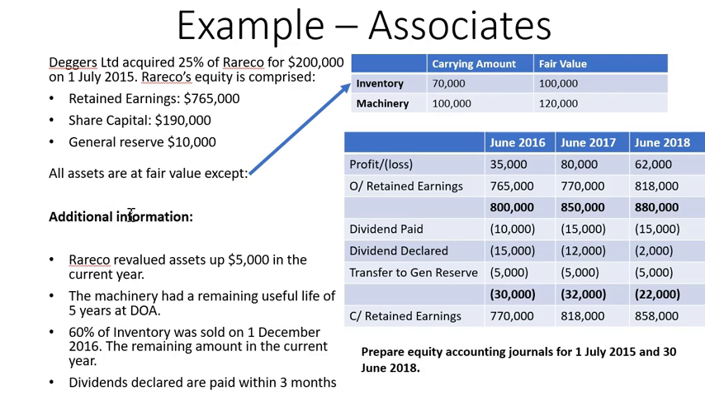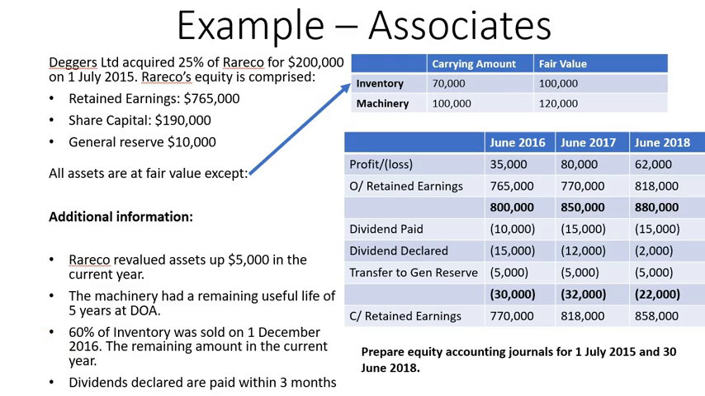Rareco revalued assets up $5,000 in the current year. Machinery had a remaining useful life of 5 years at date of acquisition, and 60% of the inventory was sold on 1 December 2016. The remaining amount was sold in the current year, and dividends declared are paid within 3 months. We've also got some financial statement information. So we need to prepare equity accounting journals for 1 July 2015, the date of acquisition, and 30 June 2018.